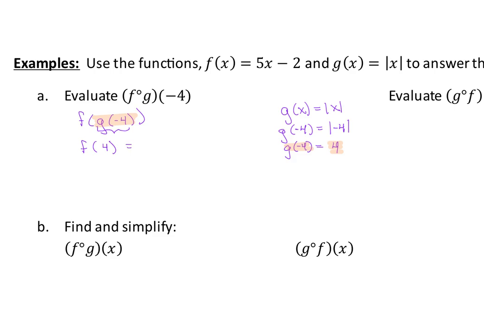And we're going to plug 4 into our f equation. And so what we get is 5 times 4 minus 2. If we do this, 5 times 4 is 20, and if we subtract 2, we get 18. And so our composition is equal to 18.